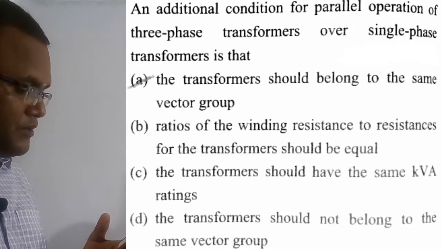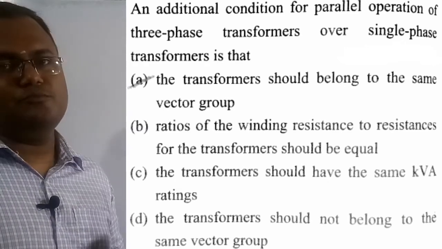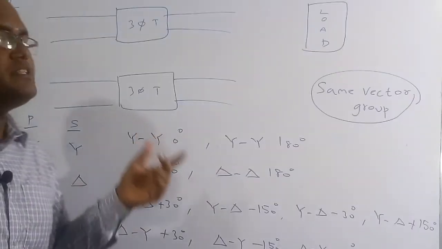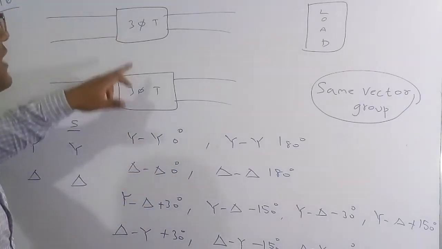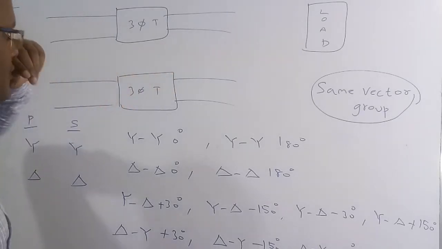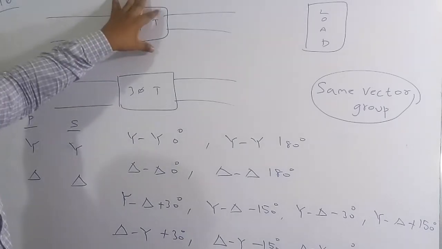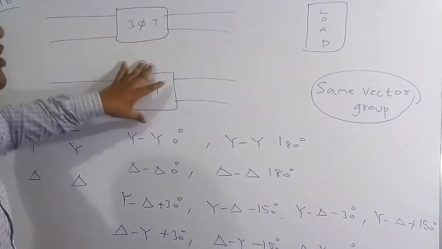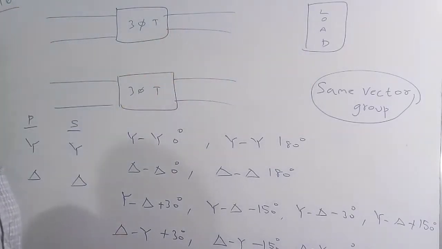The transformers should belong to the same vector group. Let's discuss this one. In this question they are asking what the extra conditions are for parallel operation of three-phase transformers when compared to single-phase transformers. If you see carefully, suppose this is a three-phase transformer and another three-phase transformer, and I want to connect a load here in parallel. So what conditions do I need to take care of?